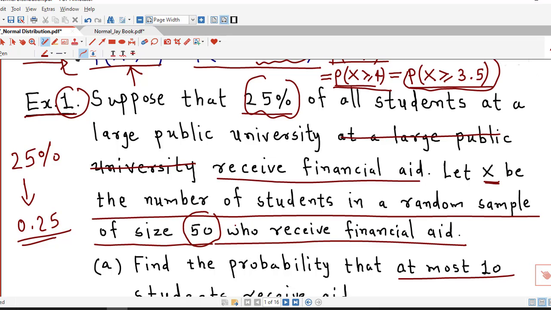Now it is obvious that if one student receives financial aid, that does not affect the receiving of financial aid of other students. So we can assume that trials are independent, and because there are 50 students in the sample, we can say that the number of trials is finite. So we can observe that all the 4 conditions of binomial distribution are satisfied. So this is an example of binomial distribution.